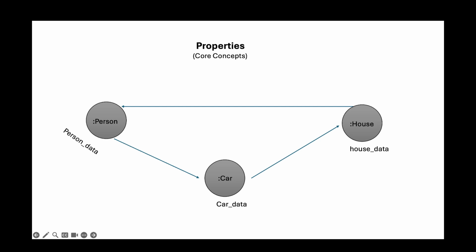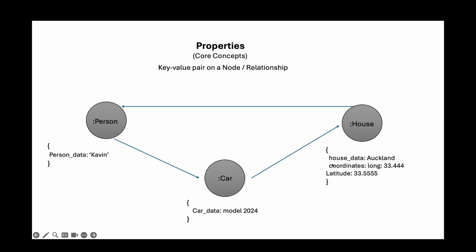For example, what is the name of the person, what is the model and make of the car, where is the location of the house? So we can define all that information with the help of properties. Each property is basically a key-value pair on a node and a relationship. For example, I define the name of the person, the model of the car, and the location and coordinates of the house.